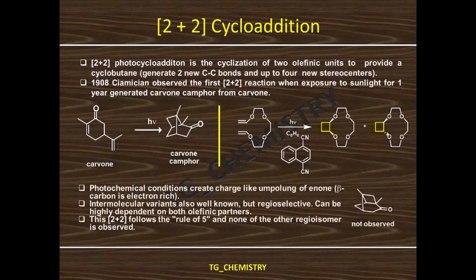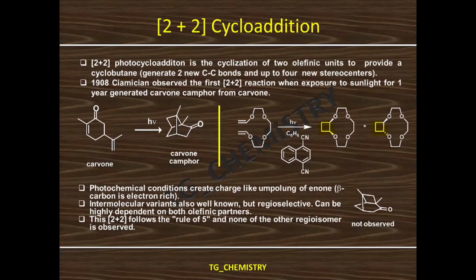In photochemical conditions, it creates a charge umpolung, we know that, of the enones, where the beta carbon is electron rich. So this facilitates the reaction process, and also the intermolecular variants are known, but those are quite regioselective and can be highly dependent on both the olefinic partners. And this 2+2 cycloaddition reaction, of course, follows the rule of 5. Maybe in my next lecture or during the problem solution time, I can talk about that.